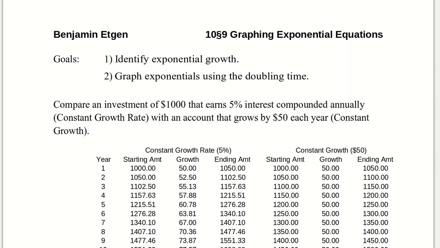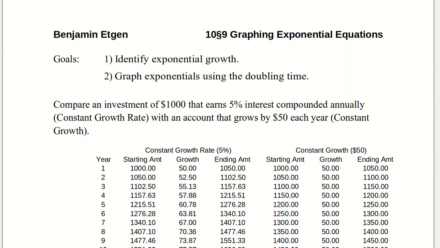Okay, welcome to section 9 in chapter 10. We're graphing exponential equations. Our two goals for this section are to identify exponential growth. That'll remind us of our first look at exponential growth way back at the beginning of the chapter, and to graph exponentials using the doubling time. So that's a little bit different, and so when we get to that, you'll see how elegant it is to use the doubling time to graph exponentials.